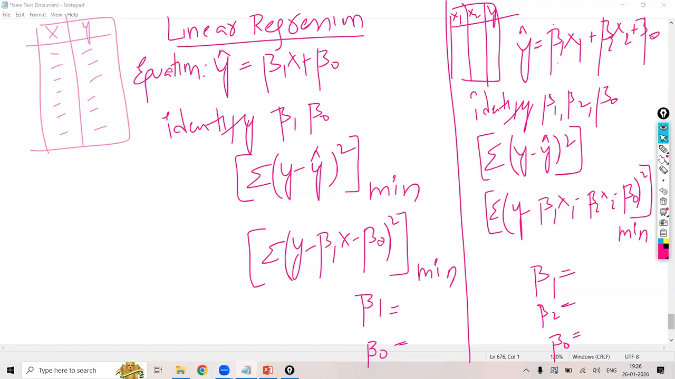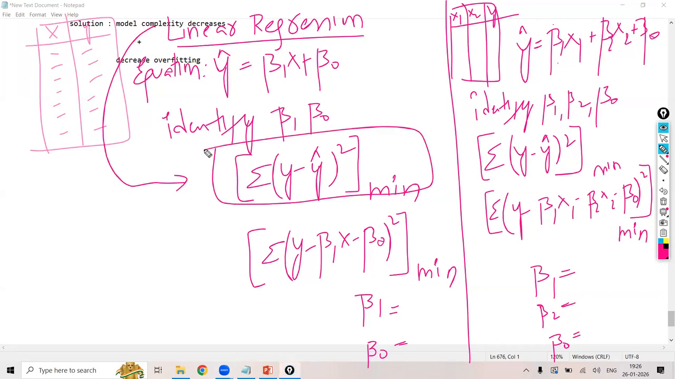So this is the sum of the squares of errors is minimum. We require the sum of the squares of error minimum for linear regression. For linear regression, what we require? This one only. This is for linear regression. I require error should be minimum.